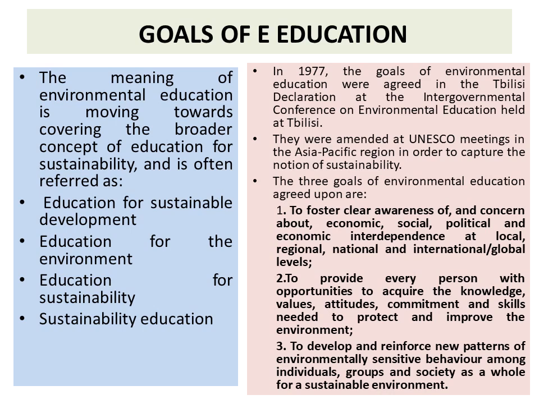Number 1, to foster clear awareness of and concern about economic, social, political, and ecological interdependence at local, regional, national, and international or global level. Second, to provide every person with opportunity to acquire the knowledge, values, attitude, commitment, and skill needed to protect and improve the environment. And the third, to develop and reinforce new patterns of environmentally sensitive behavior among individuals, groups, and society as a whole for sustainable development. So these are the 3 goals of environment education.